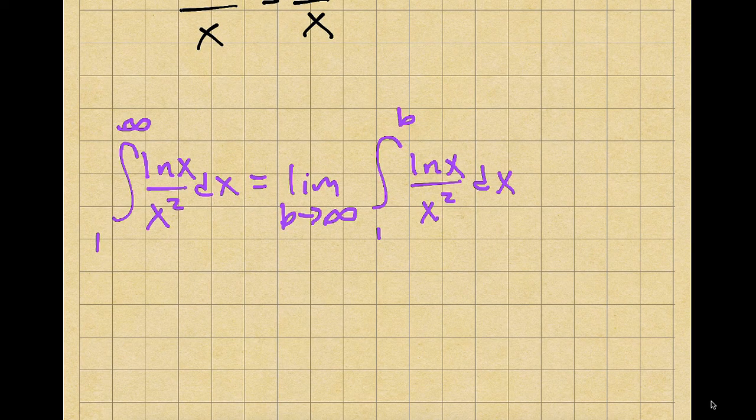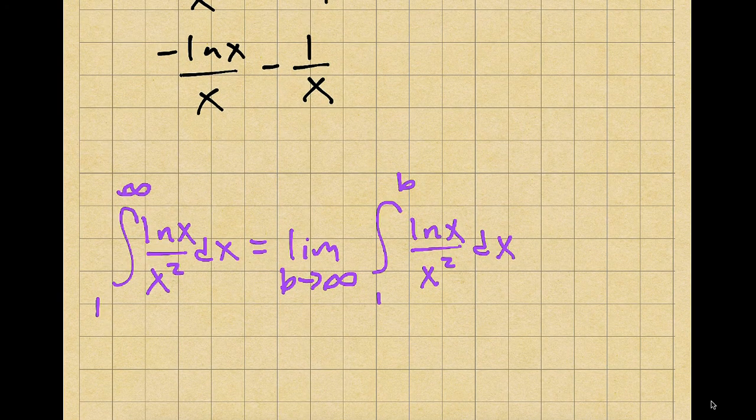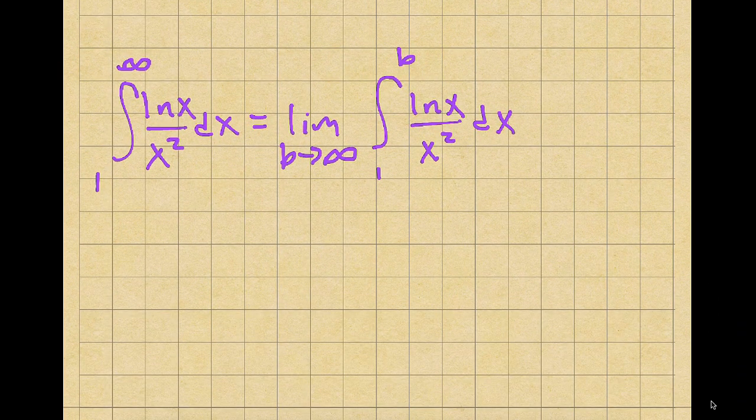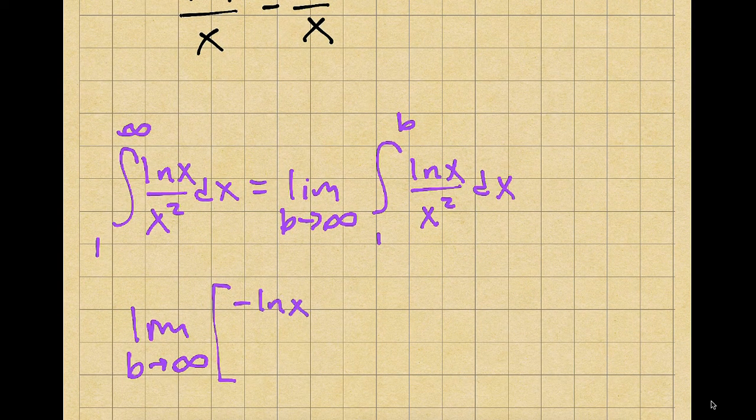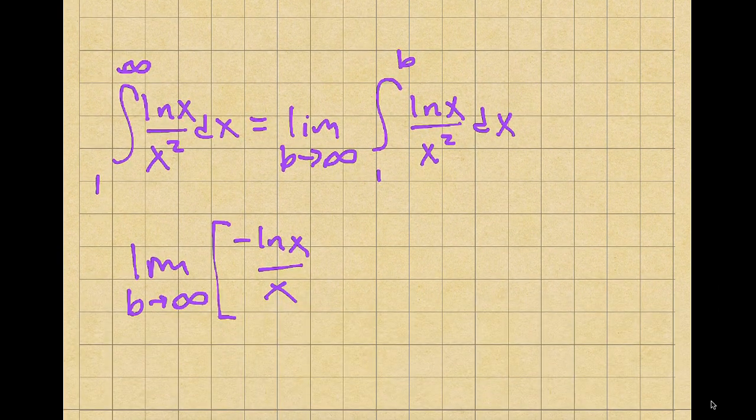Now, the beauty of that is we can take our integral, which is right there written in black, and so we can write the limit as b goes towards infinity of negative natural log of x divided by x minus 1 over x evaluated from 1 to b. And here's where we plug in our bounds. Here's where we do the fundamental theorem. We plug in the top bound minus the bottom bound.